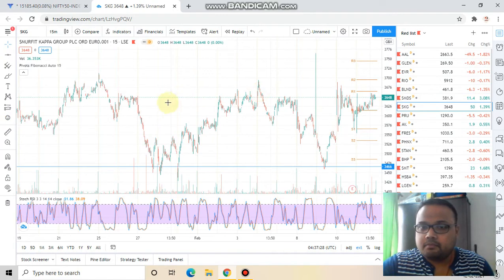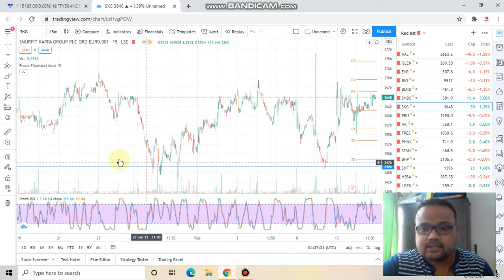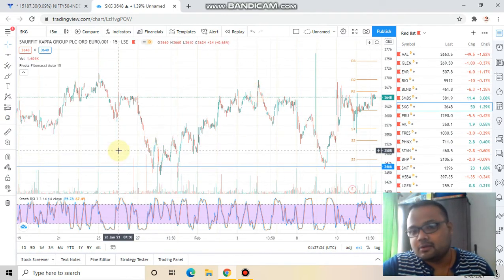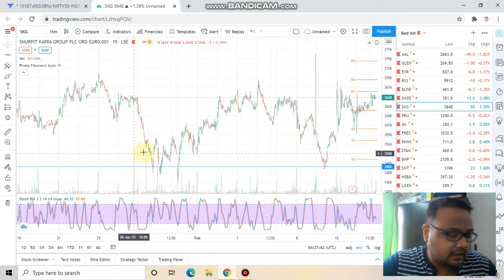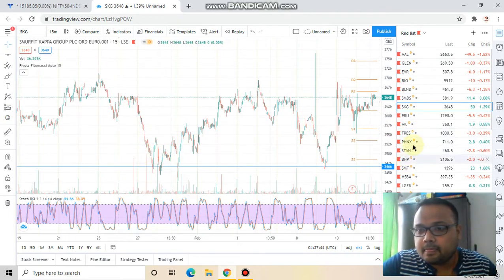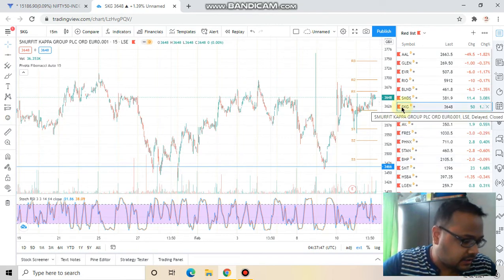Then we have SKG, Smurfit Kappa Group. Smurfit Kappa Group has a support at 3466. If it comes down, grab it at 3466 with the confirmation. Do not forget. Okay, SKG is done.